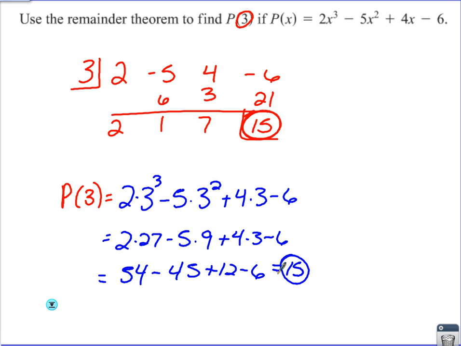You can use synthetic division to evaluate functions, polynomial functions. To find p of 3, in this case, instead of going through all this plugging in stuff, you could have simply used synthetic division. Whatever number you're wanting to plug in, put in the box. Whatever you get as a remainder is what value you would have gotten if you had plugged that in.